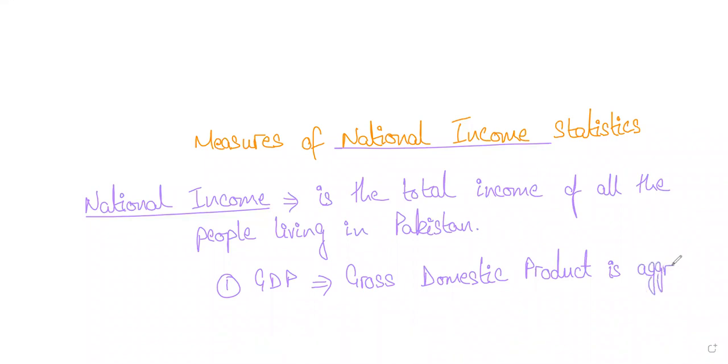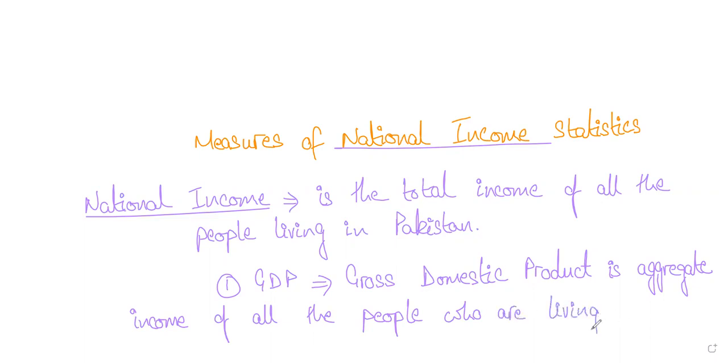aggregate, meaning total, right? You understand the word. Is aggregate income of all the people who are living in a country. Any confusion so far? Right. So the other definition is also correct. But when we talk about national income, then we mean we are looking at GDP from the income point of view. Students, we are looking at GDP from the income point of view, right?